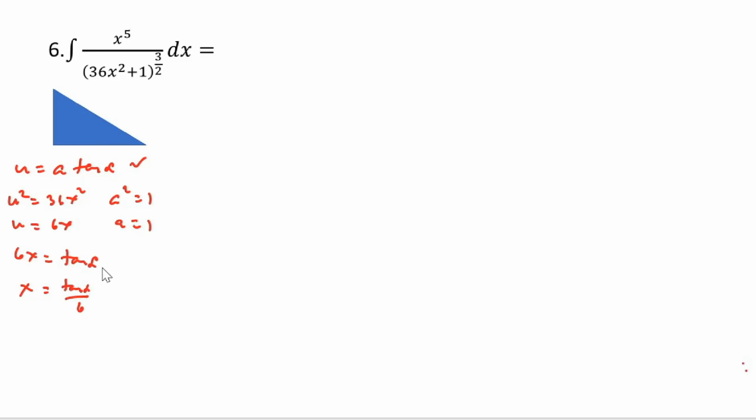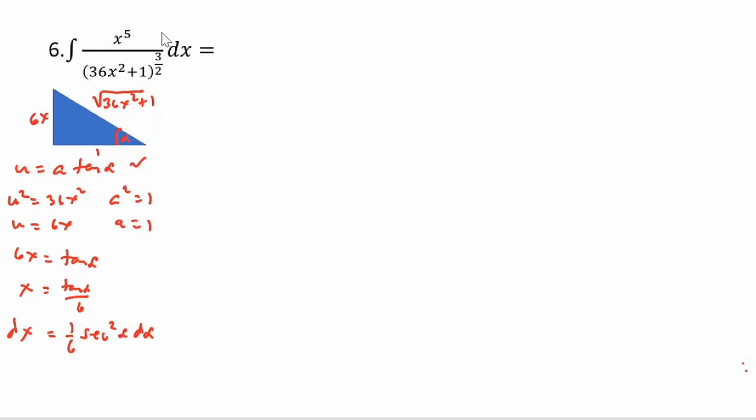From the definition, tangent alpha equals 6x, so we can write it here. This is now alpha. Tangent alpha is equal to opposite over adjacent. The opposite side is now 6x, and it has an invisible denominator of 1, so we have 1. Therefore, the hypotenuse, solved using the Pythagorean formula, is the square root of 36x squared plus 1. Now, after that, we have to take the derivative. So the derivative gives dx equal to 1/6 of secant squared alpha d alpha.